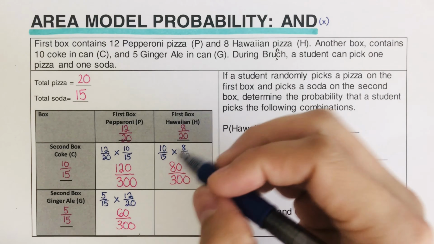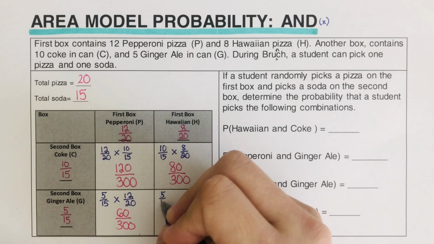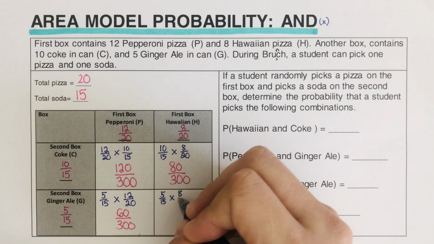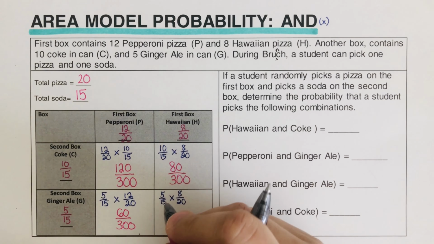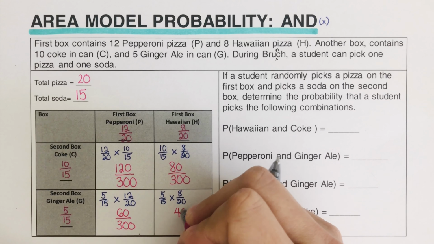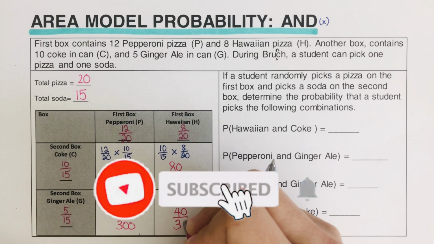And we have 5 over 15 times 8 over 20. This would be 5 times 8 is 40 over 300.